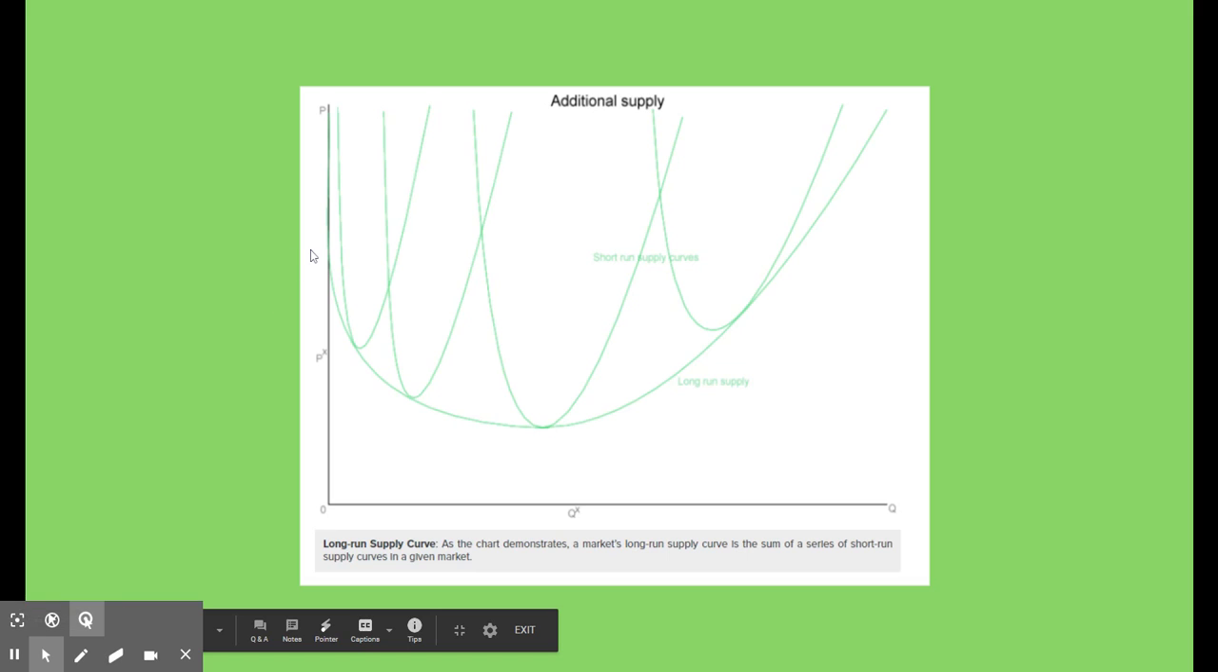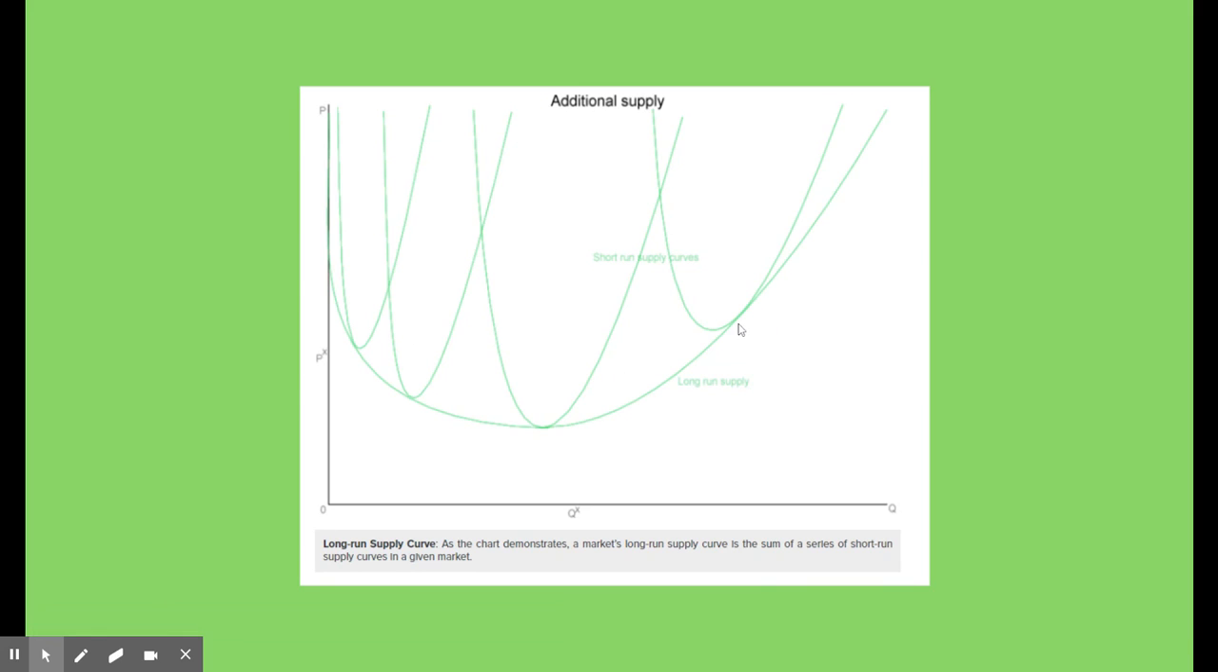Now, this one's a little bit confusing, but this shows additional supply and the long-run supply curve. As the chart demonstrates, a market's long-run supply curve is the sum of a series of short-run ones. So each of these is a short-run supply, and you'll notice that where you can draw a line in between the peaks of each, I guess these would be troughs, this is the bottom point, you can form this long-run supply curve.